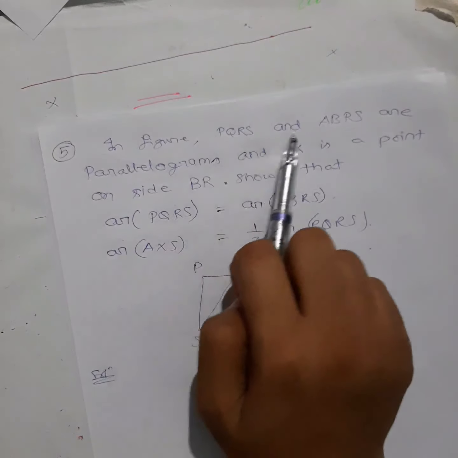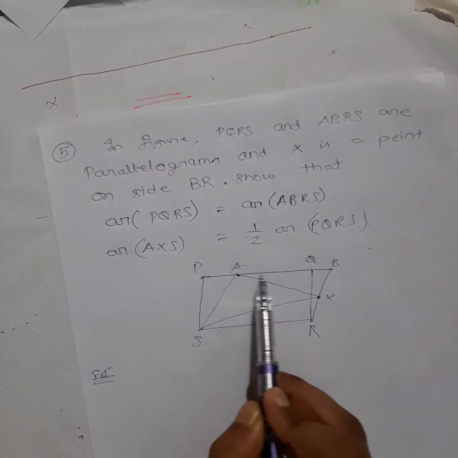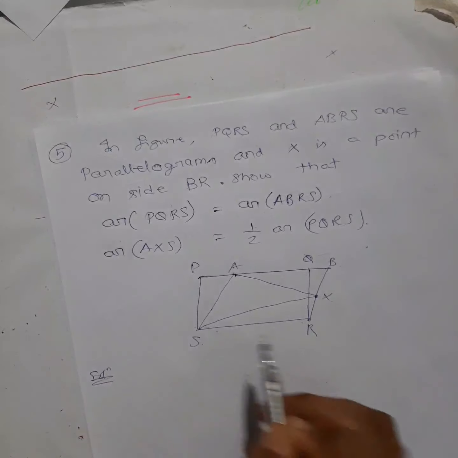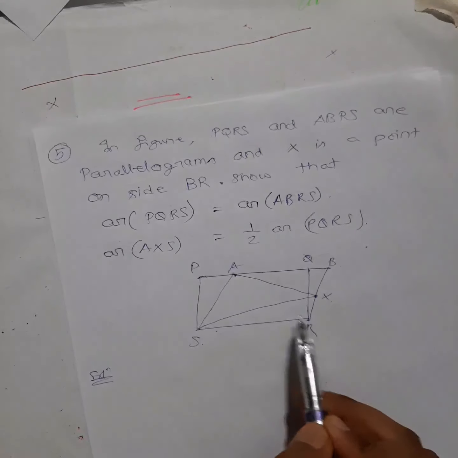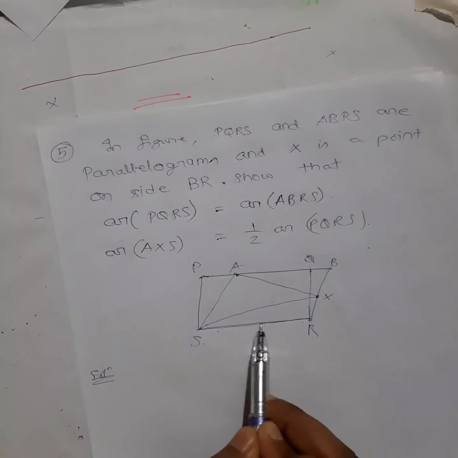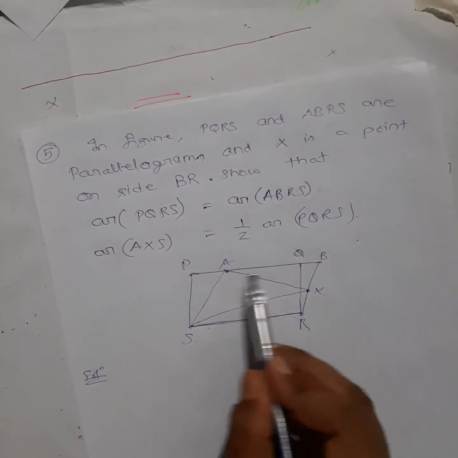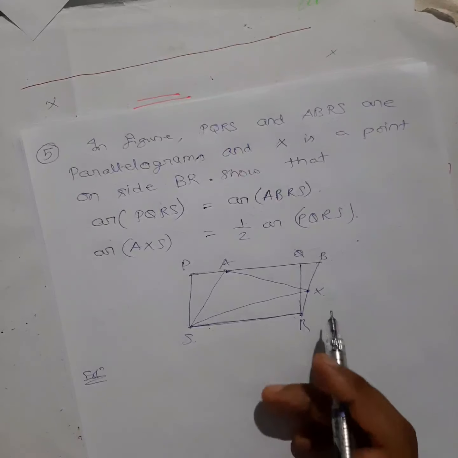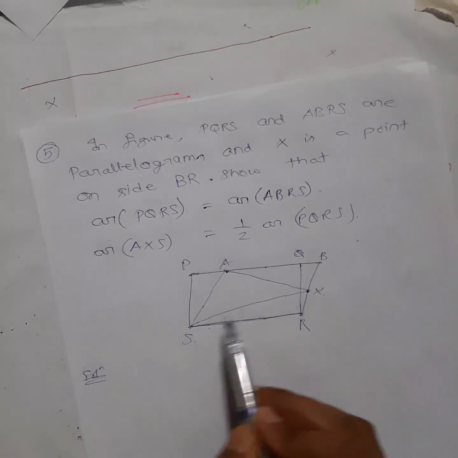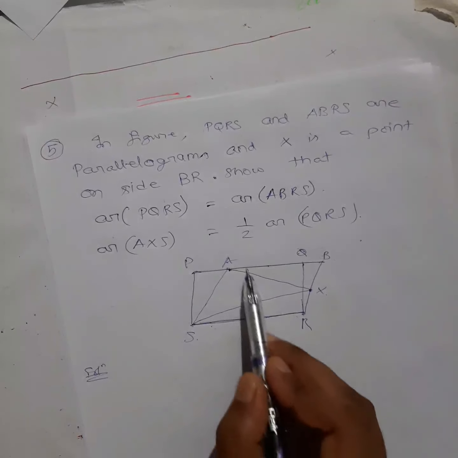PQRS and ABRS are parallelograms, they have said. So this is also a parallelogram. You can see this parallelogram and this parallelogram are both drawn from the same base, this base only. For PQRS, what is the base? SR. For ABRS, what is the base? SR only, right? And both are lying on the same parallel lines. This and this line are parallel, right? So PQRS lies between these parallel lines, and this one also lies between the same parallel lines.